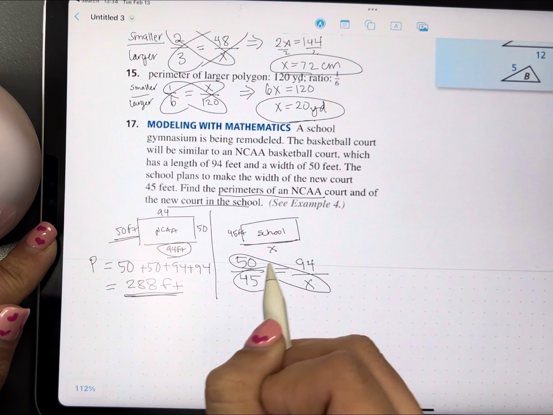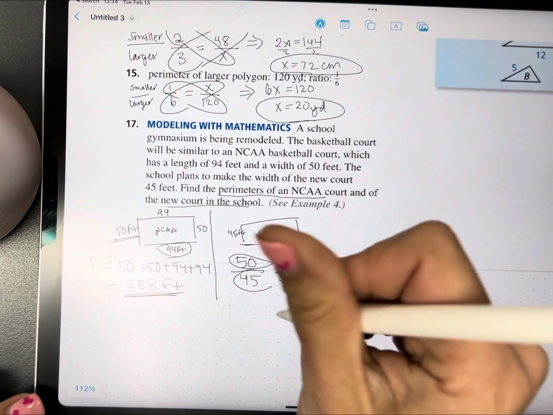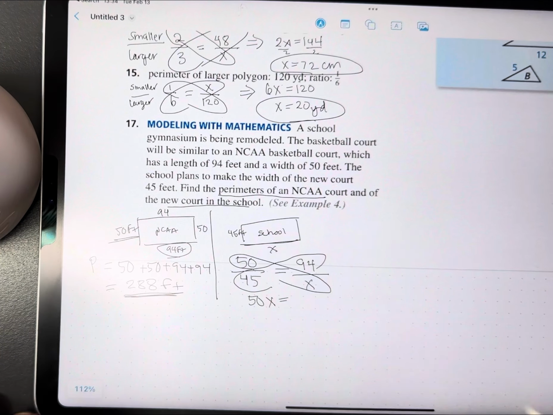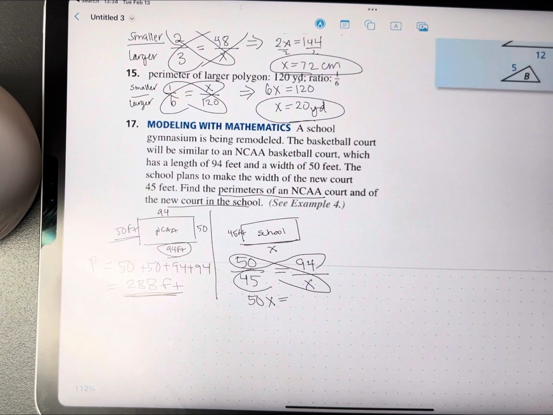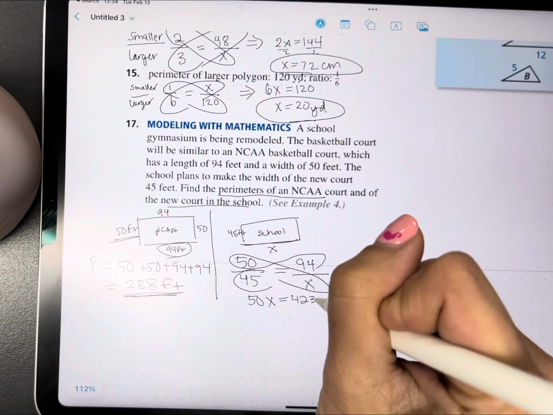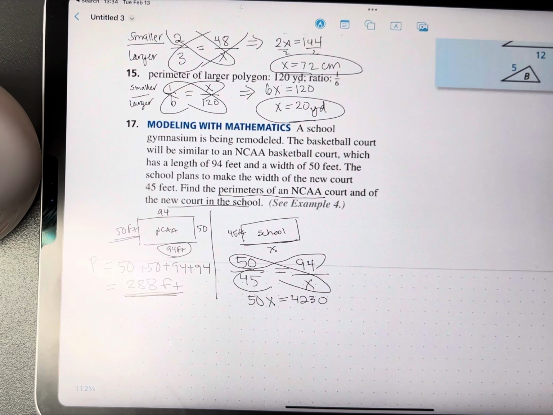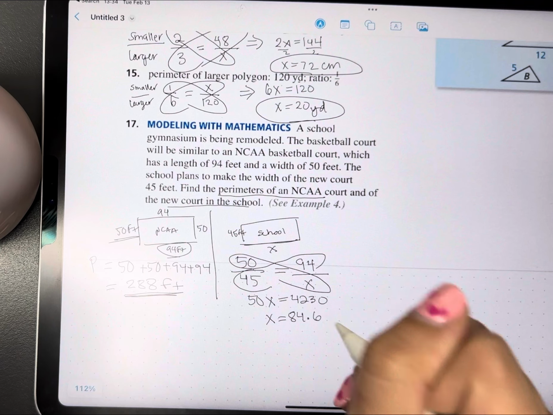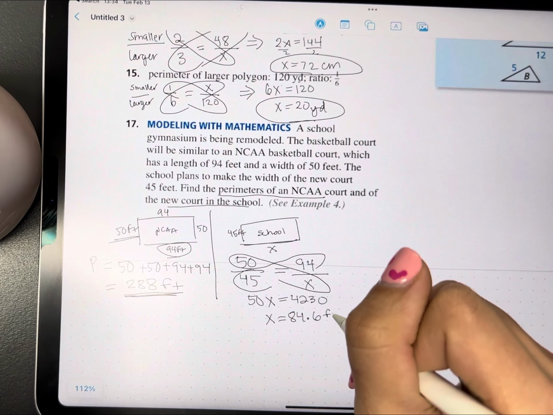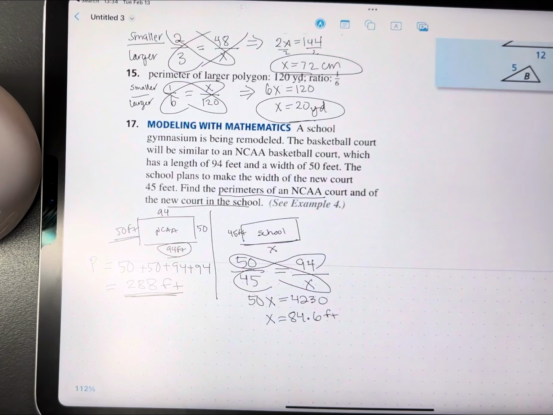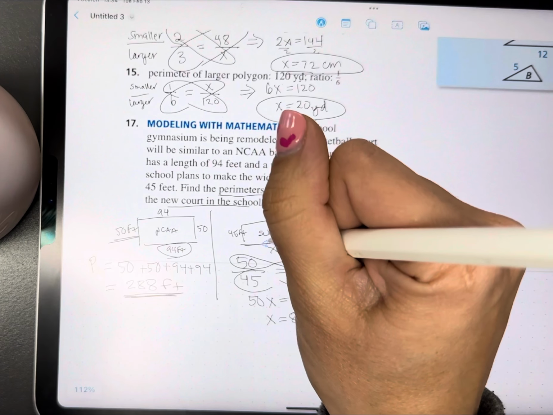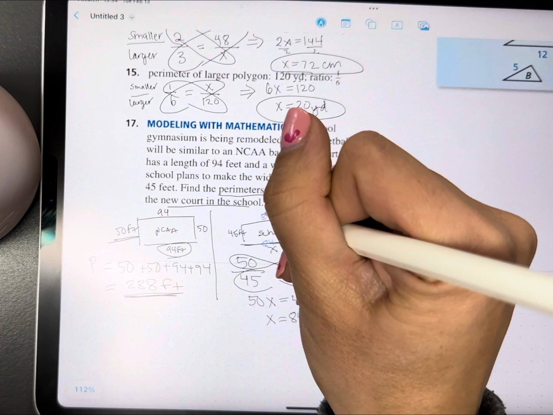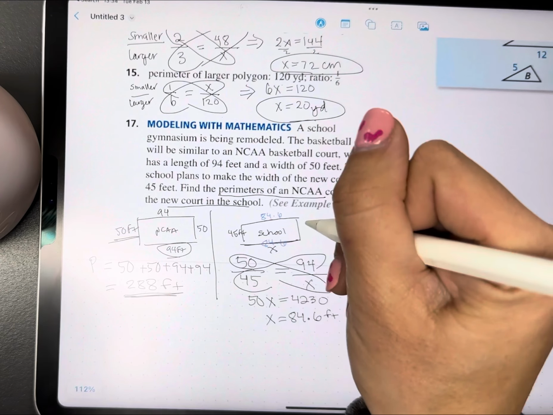So I cross multiply to get 50x equals 45 times 94, which is 4230. And then I will divide that by 50 to get 84.6 feet. So that means that this right here is 84.6, and so is this 84.6, and this is 45.